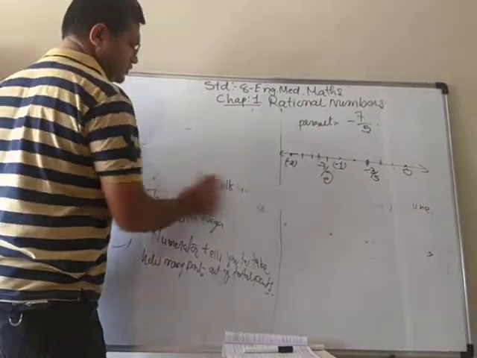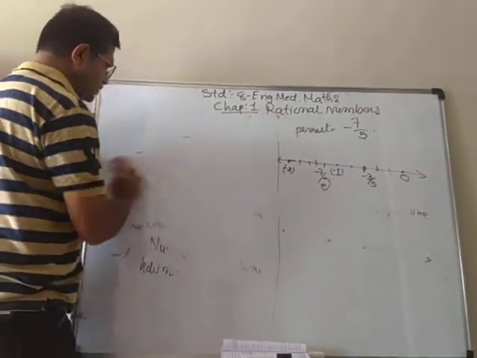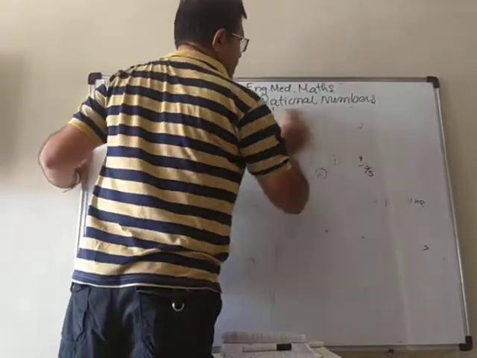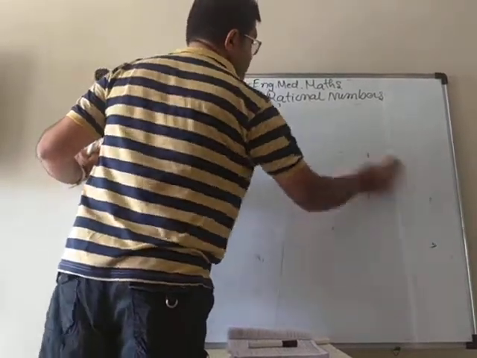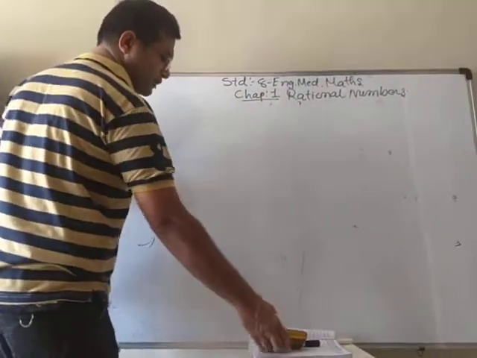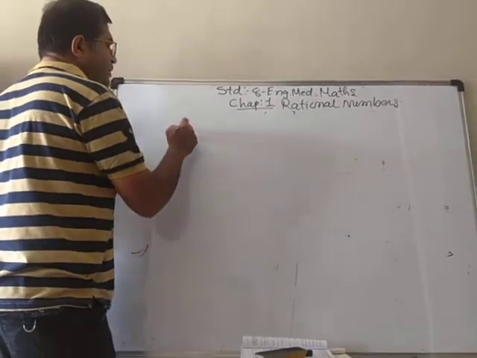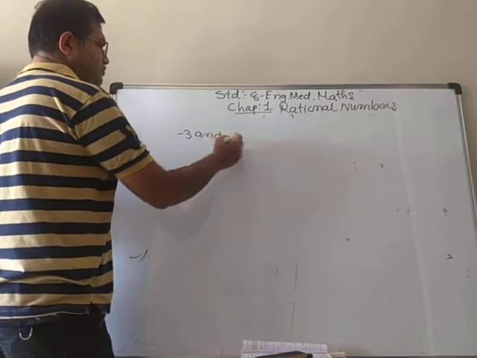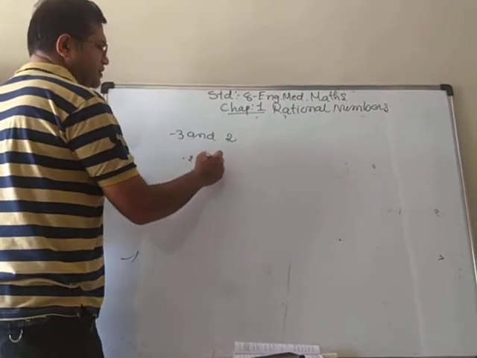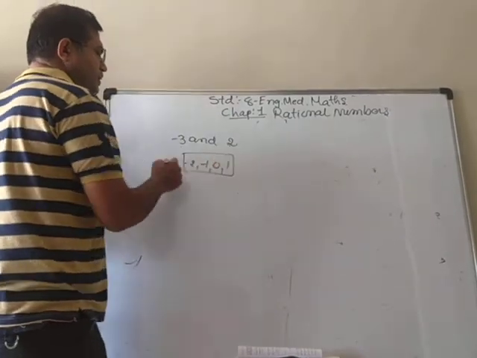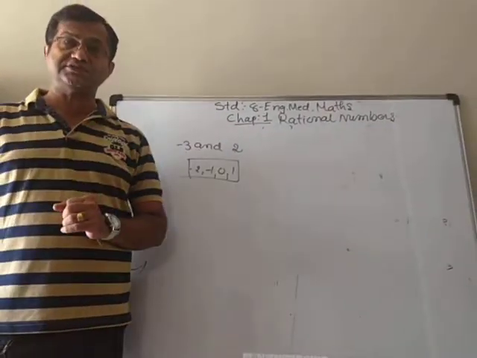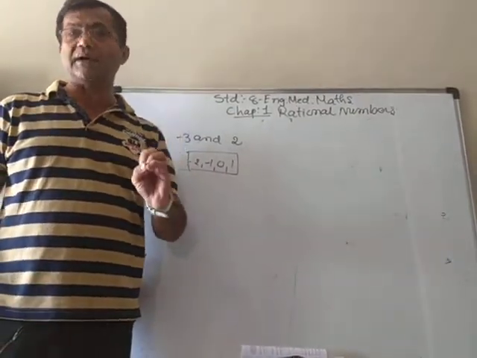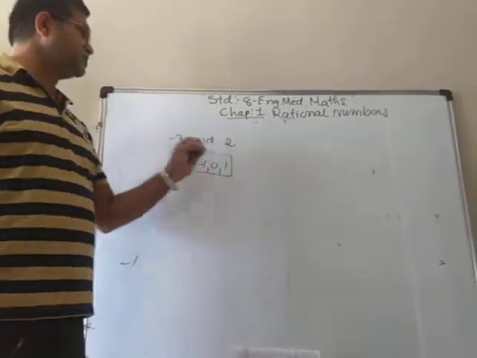That if I have given you 2 integers, then you can exactly tell me how many integers are there between those 2 integers. Suppose I give you, tell me how many integers are there between -3 and 2. So you know that between -3 and 2 there is -2, -1, 0 and 1. So between them there are only 4 integers. Not more than 4, not less than 4.